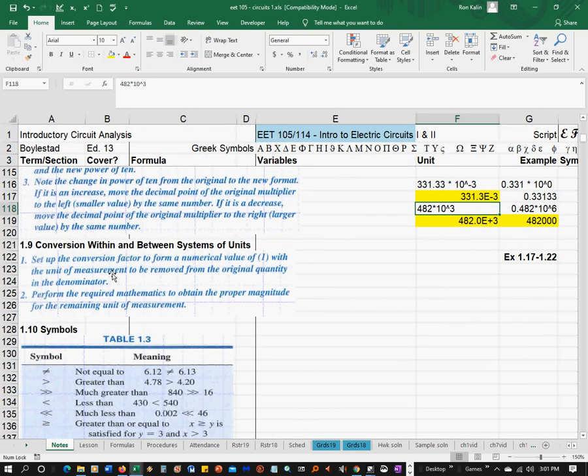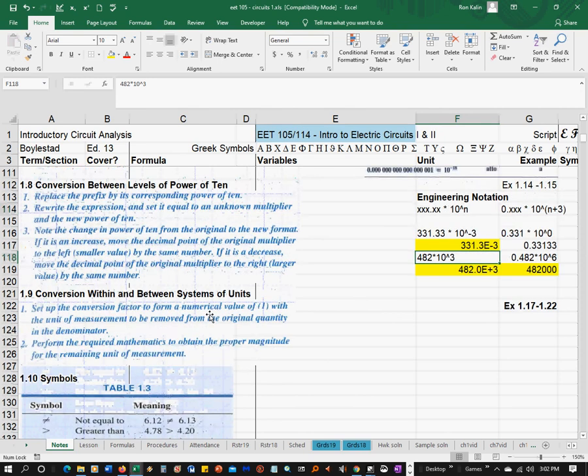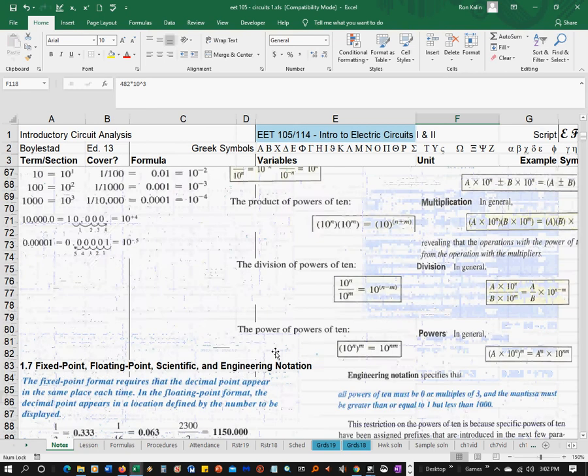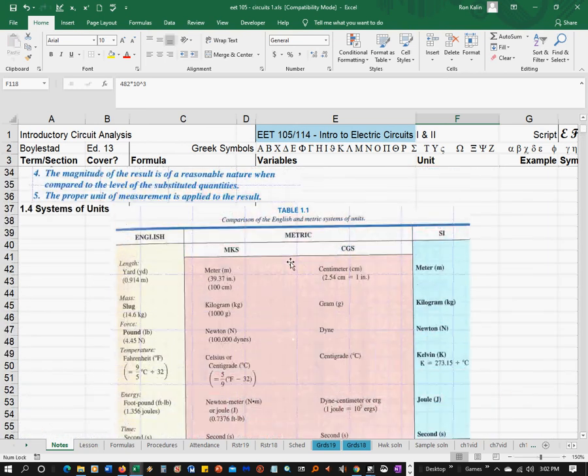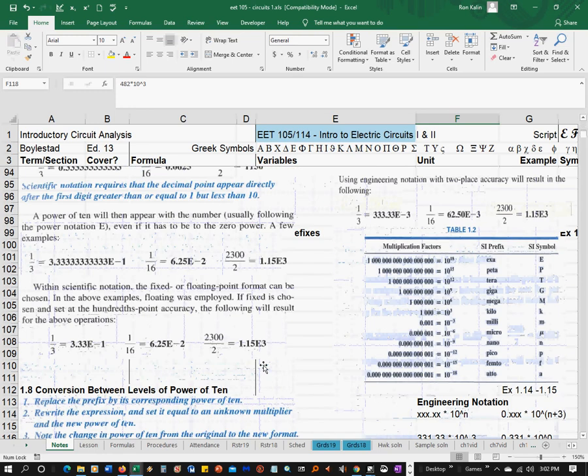And then conversion between systems of units. Set up the conversion factor to form a numerical value with a unit of measure to be removed from the original quantity in the denominator, and perform the required mathematics to obtain the proper magnitude for the remaining unit of measurement. So again, they were talking about converting between, let's say, metric and English.